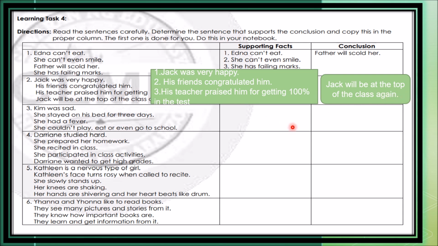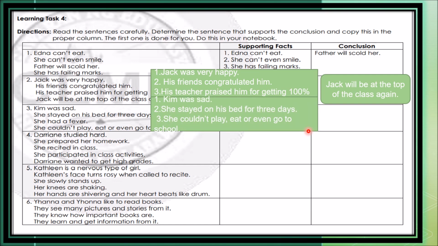How about number 3? What are the supporting facts? Kim was sad. She stayed in her bed for 3 days. She couldn't play, eat, or even go to school. So, what will be the conclusion? The conclusion is she had a fever.